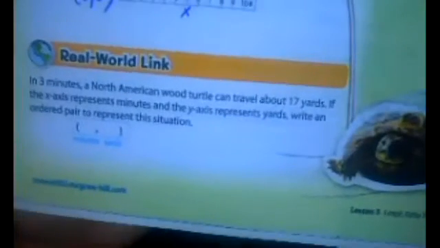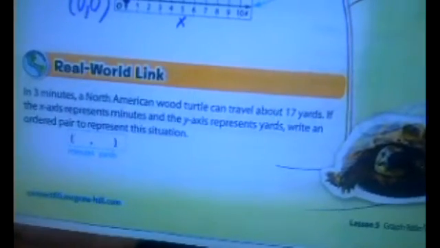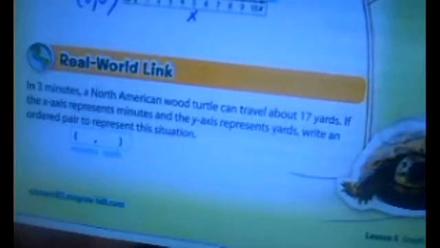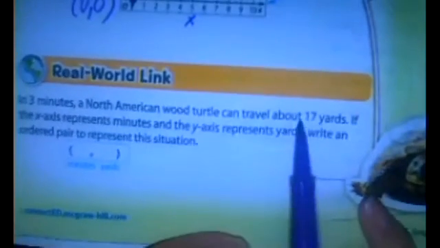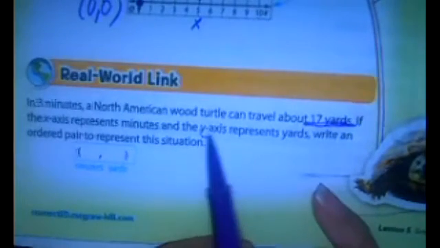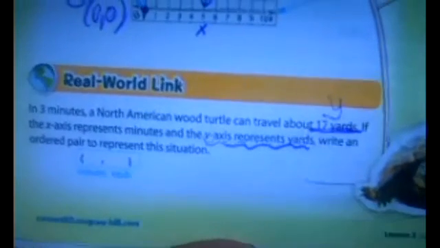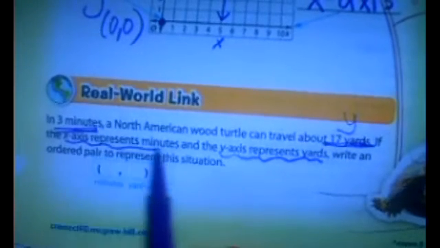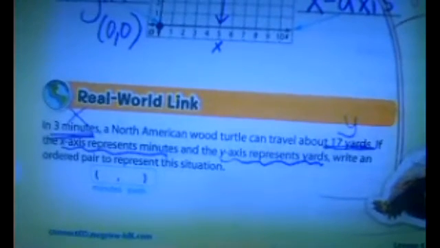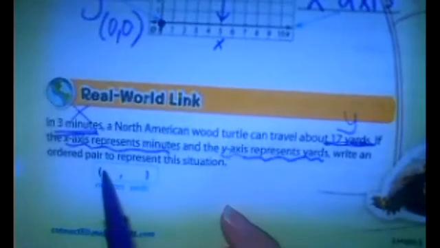All right, so in 3 minutes, a North American wood turtle can travel about 17 yards. If the x-axis represents the minutes and the y-axis represents the yards, write an ordered pair to represent the situation. So we have 17 yards, which we are told that the y represents our yards. And we know it's 3 minutes, and we know the x represents our minutes. So when we go to write that as an ordered pair, we would write it as 3, 17.